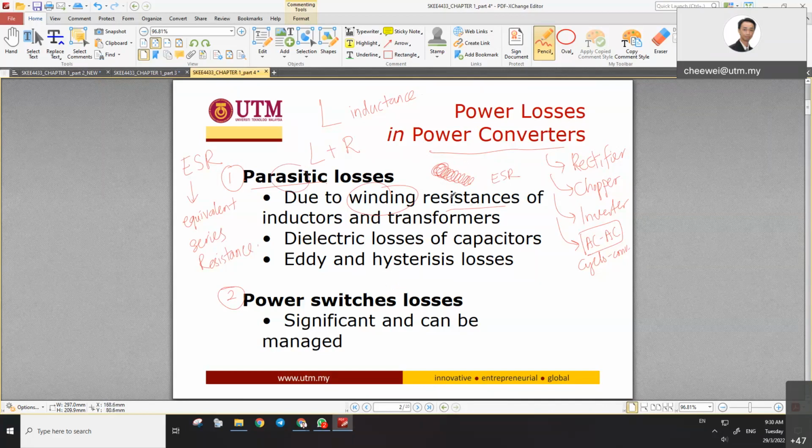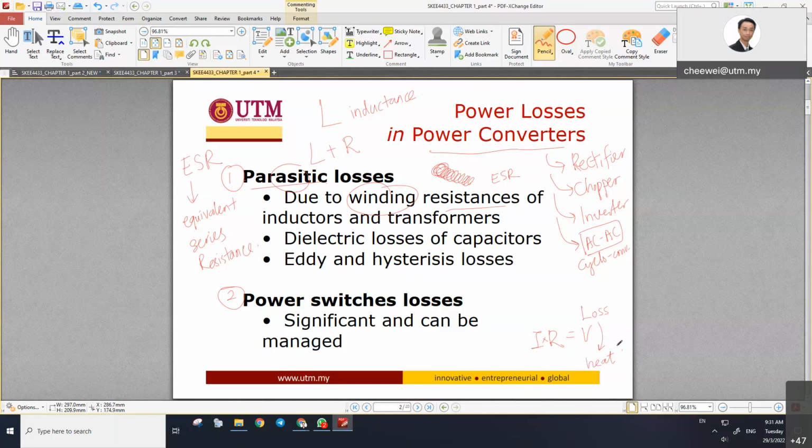This one creates what? If current flows through the ESR, R, I multiplied by R equals voltage. But this voltage does not contribute to your useful energy. It is loss. It is not useful, and it happens as a loss in heat. So that is the thing.